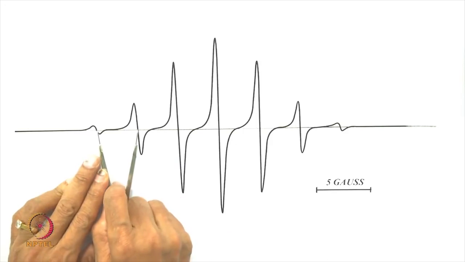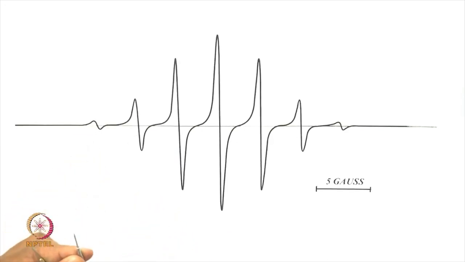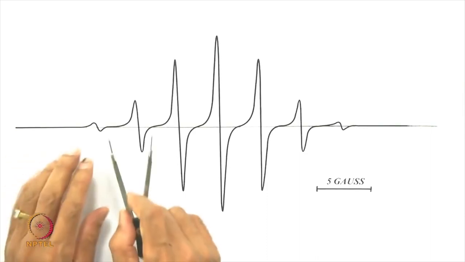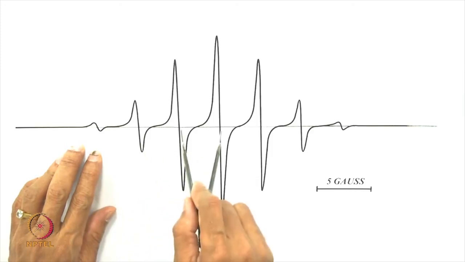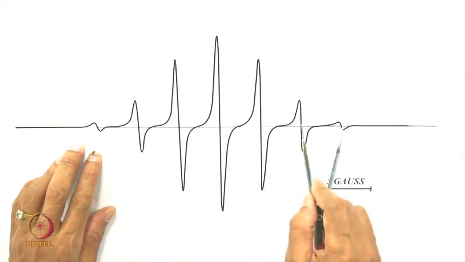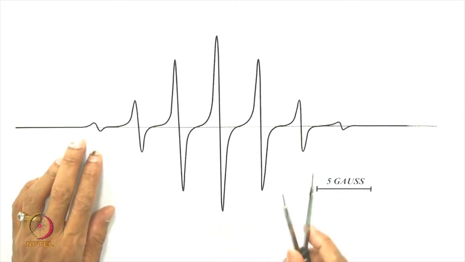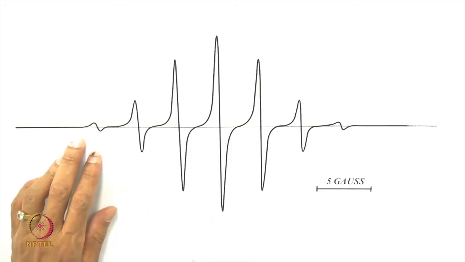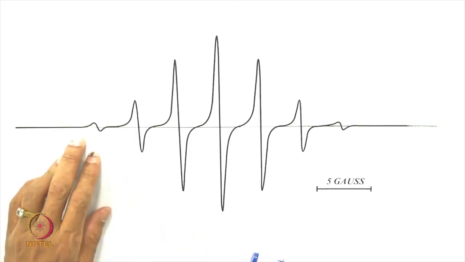Let's do it once more. Yes. This is same as that. This is same as this. This is same as this. This is same as this. This is same as this. That means, again, all the lines are coming from a group of nuclei which are all equivalent. So, immediately we can measure the coupling constant from this. This is the measure of the coupling constant. What is the value?